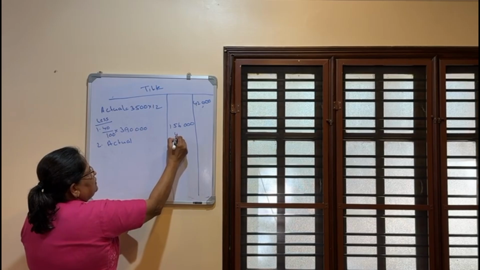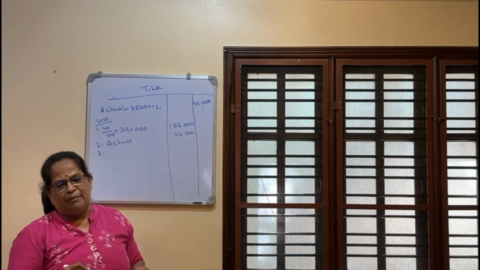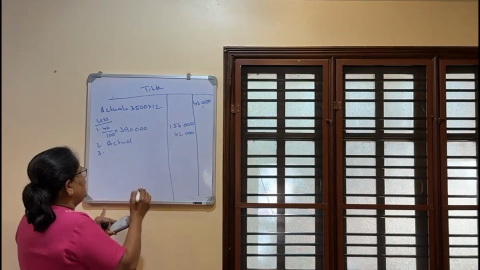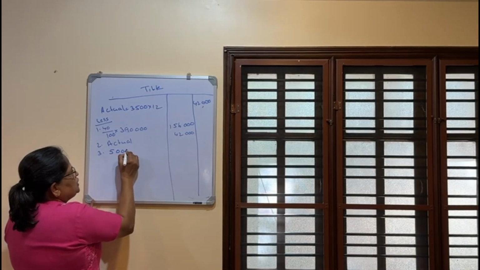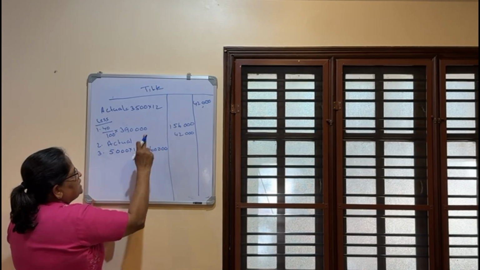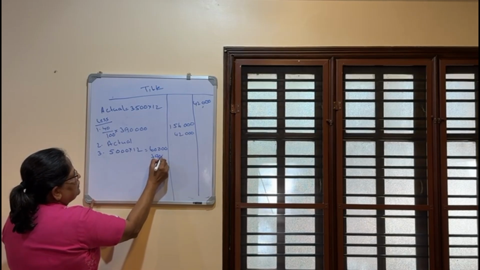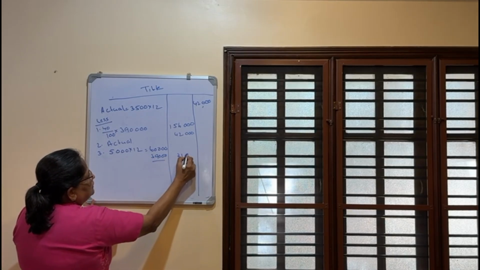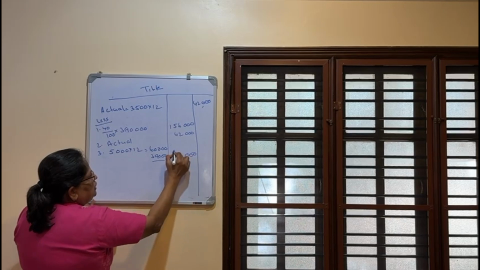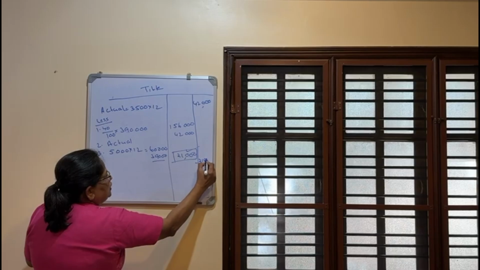Actual HRA received is 42,000. Now, excess of rent paid over 10% of salary. Rent paid by him is 5,000 into 12, that is 60,000. Our salary is 3,90,000, so 10% is 39,000. 60,000 minus 39,000 is 21,000. So the least value is 21,000, and here 21,000 you have to reduce.